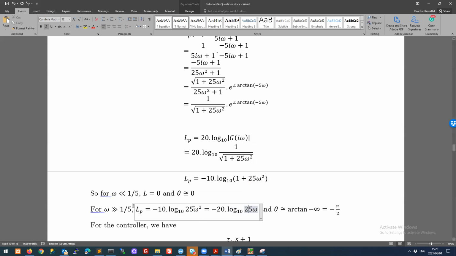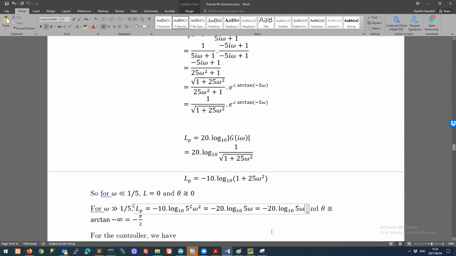And then we can, well, what we should have done is written this as 5 squared omega squared. So then you can take the power of 2 as a factor in front. So it becomes minus 20 log 10 of 5 omega, right? And then that you can also separate out. So you can rewrite this as minus 20 log 10 of omega minus 20 log 10 of the 5, right? Because we want to figure out how to plot against that log omega.